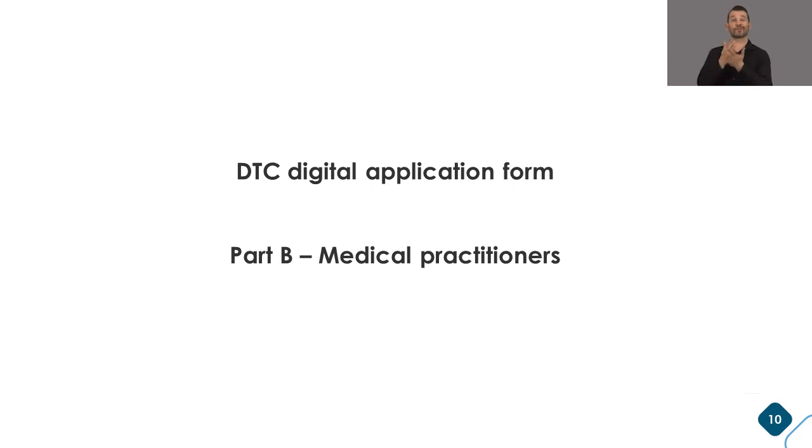Part A of the DTC application process needs to be completed by the applicant. Upon completion of Part A, the applicant will receive instructions and a reference number to provide to their medical practitioner. Part B of the DTC application process must be completed by a medical practitioner. In this section, we will go over information that will be provided about the applicant's impairment.